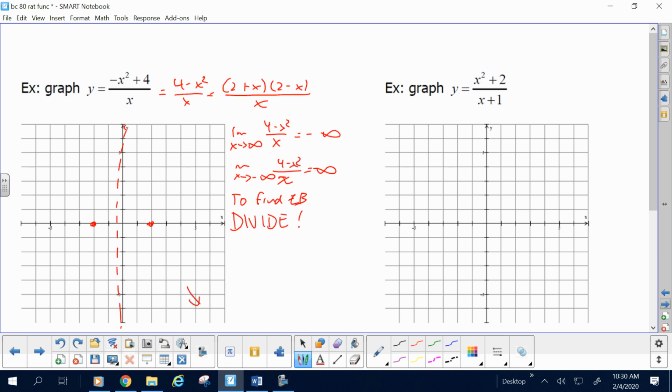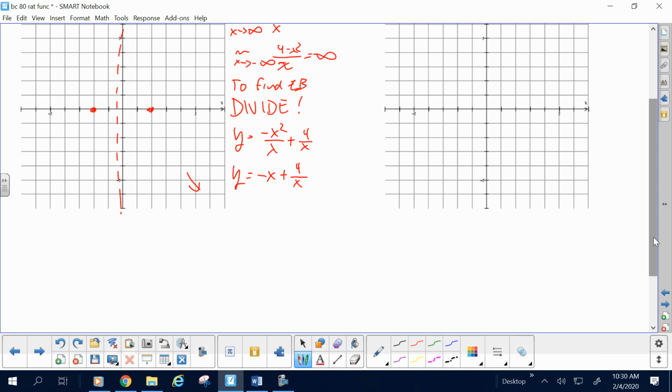Now, division could go actually one of 3 ways. This way, this is synthetic division, and there's also long division. The easiest way to divide this is just to separate negative x squared over x plus 4 over x. Therefore, y is negative x plus 4 over x is the equivalent equation. Do you agree that's the same, yay? Yes. Okay, now let's think end behavior.